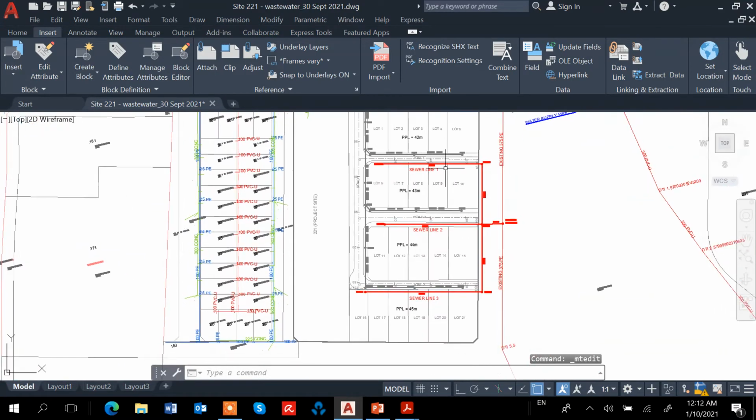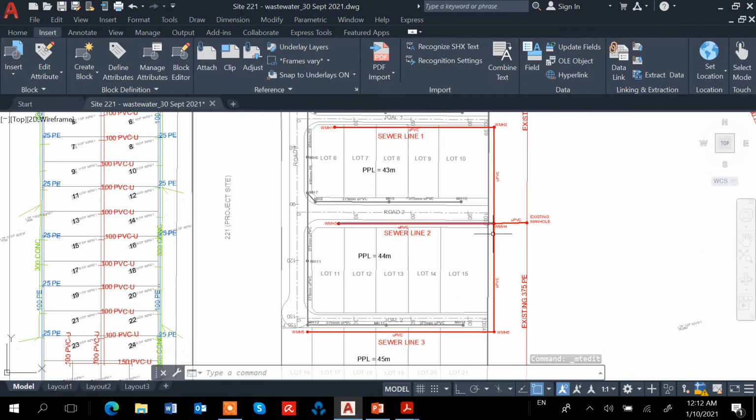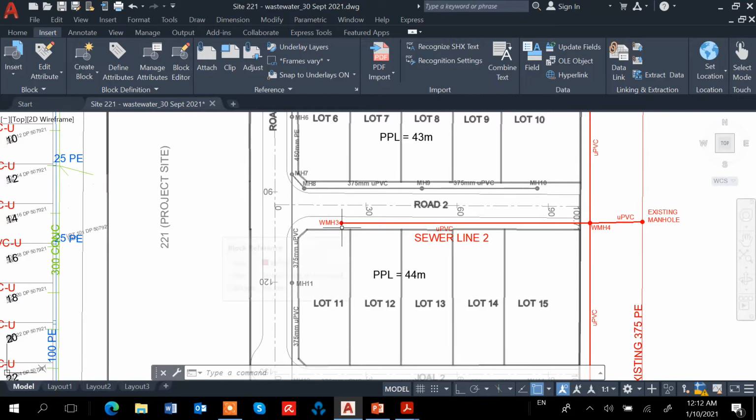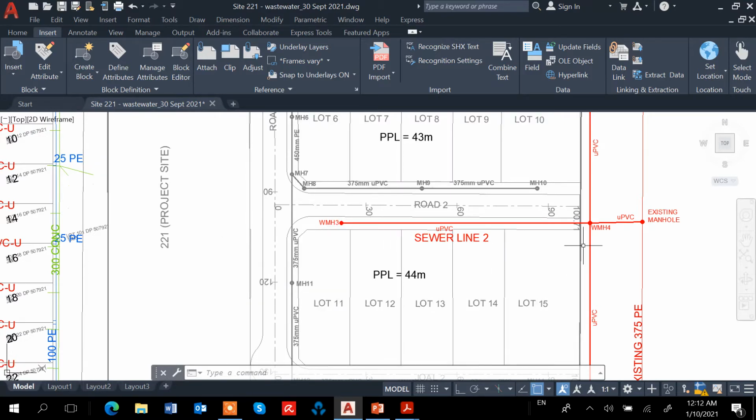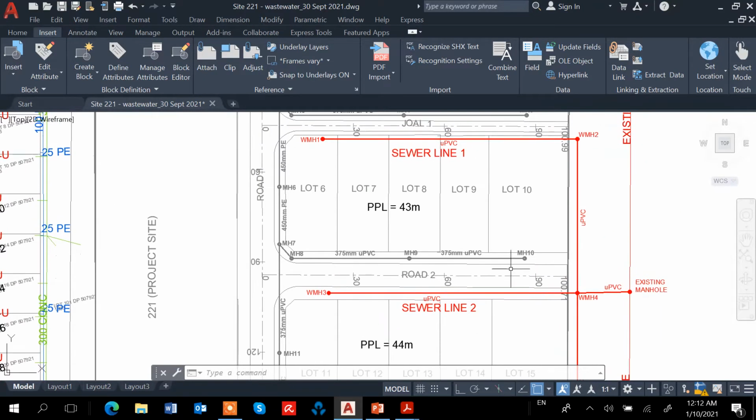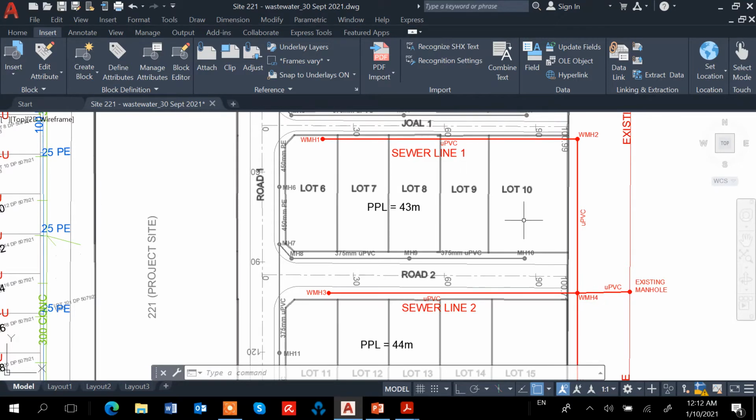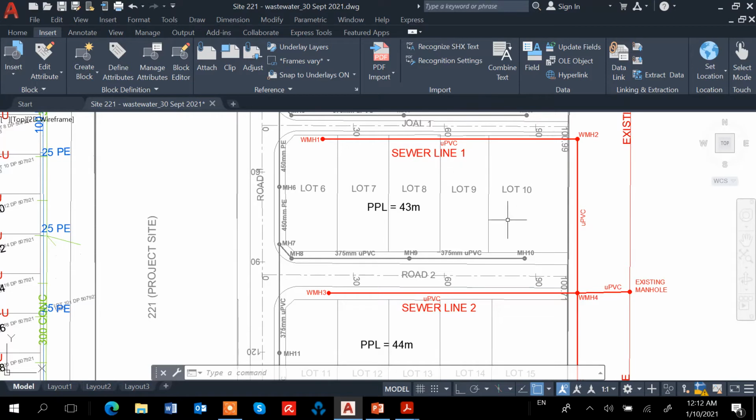Okay, so I got my sewer lines in this for my case. There are quite a few options. We could do a sewer line 2 to be from WMH3, WMH4, and then existing manhole. You could do that. That's one line. Or for my case, I'm going to try to have this WMH1, WMH2, WMH4, and then the existing manhole constitute sewer line 1. Okay, so I want to do this as one line.